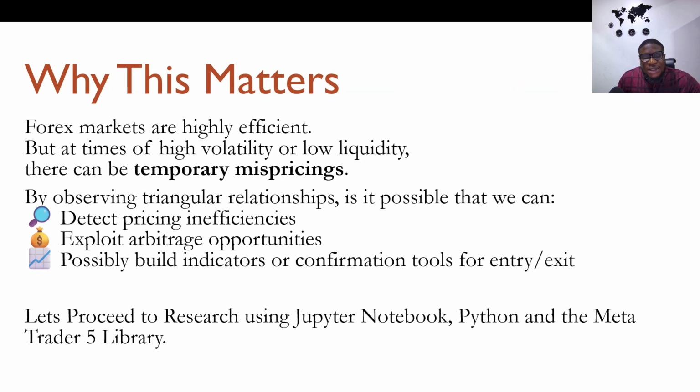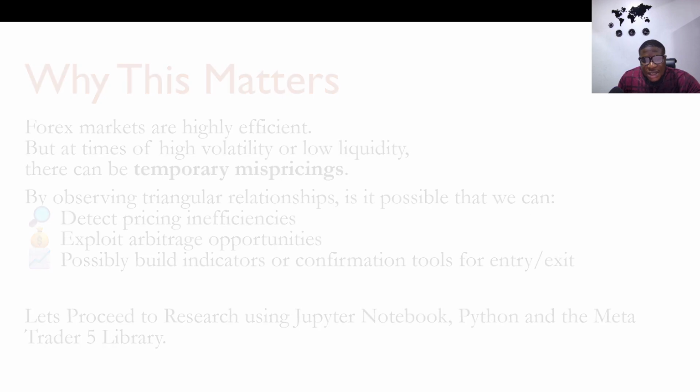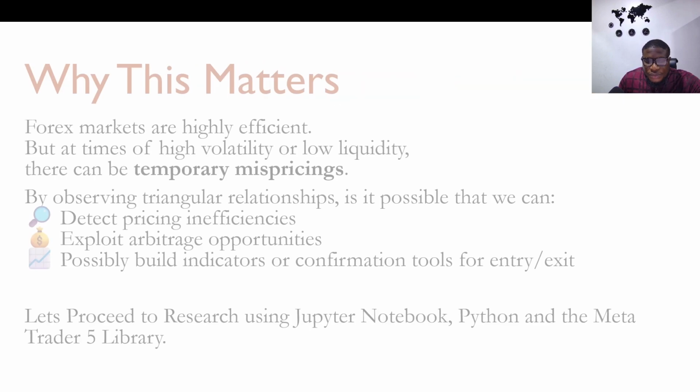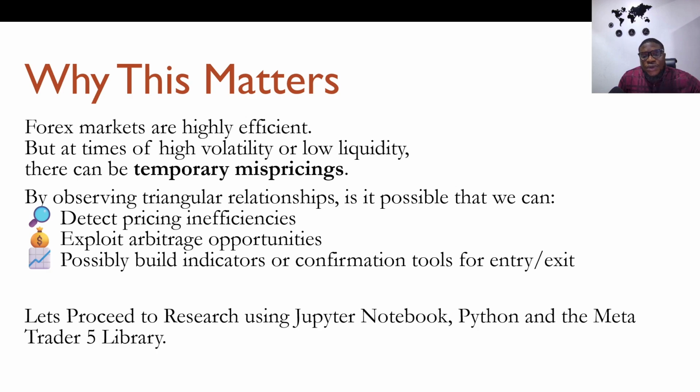So why does this matter in the forex market? The forex markets are seen to be highly efficient, in fact, one of the most efficient markets in the world right now. But at times of high volatility or low liquidity, there can be temporary mispricings, which means in this case here, Euro JPY would not be equal to Euro USD multiplied by USD JPY. That obviously is a temporary mispricing, which oftentimes tends to correct itself back.